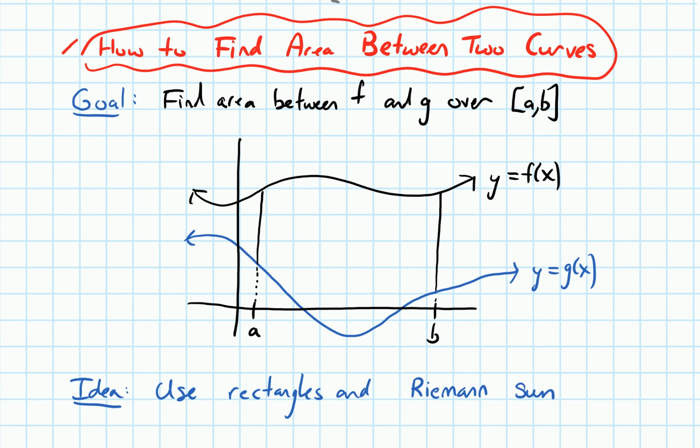So very similarly to what we did before with just finding the area between the curve and the x-axis, what we can do is split up the interval from a to b into sub-intervals. So I'm just going to draw a few tick marks here. So I'll go 1, 2, and then maybe 3 tick marks. And then within each one, I'll draw a rectangle.